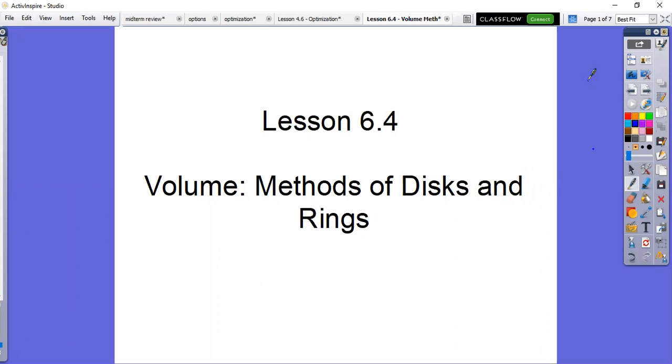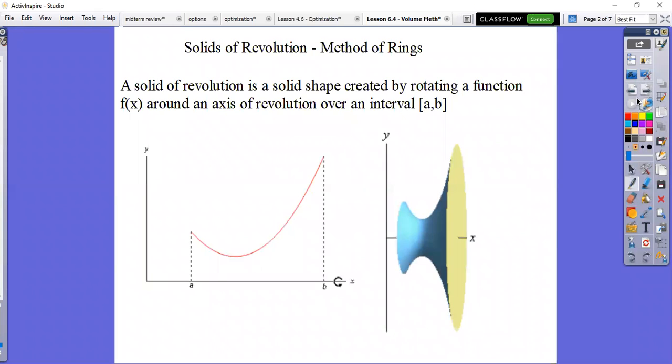Today, we're going to be talking about the method of disks and rings. So this is going to be another method for finding volume, specifically volume for solids of revolution. A solid of revolution is something that's created by rotating around an axis. So let's get cooking, looking at solids of revolution, how to find their volume using these methods.